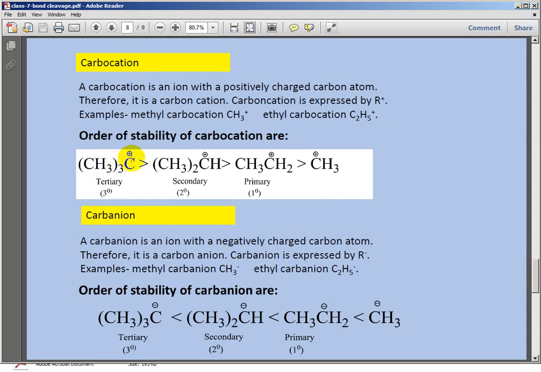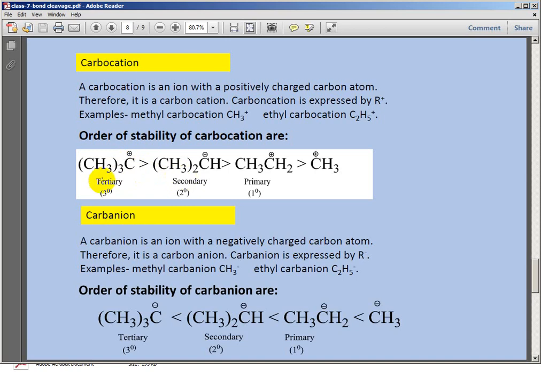More charge means unstable. Here this is a positive charge. Three methyl groups, three alkyl groups release electrons to this positive charge. That means this positive charge becomes neutralized, so it becomes stable. So this is more stable than this one.